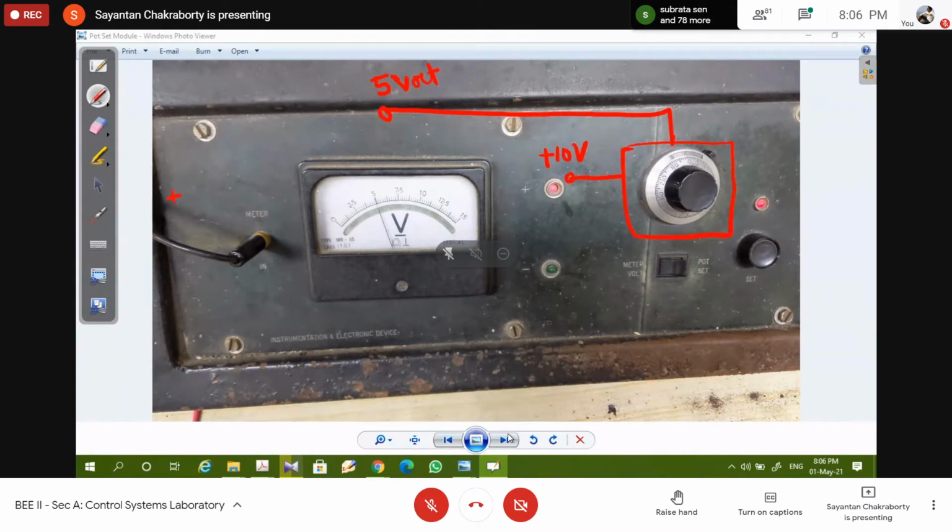Now we have connected. Sorry, I think I should use another color. I think green is not visible. What about yellow?